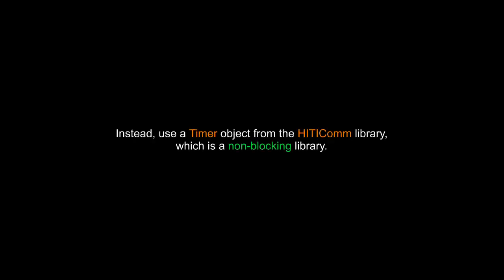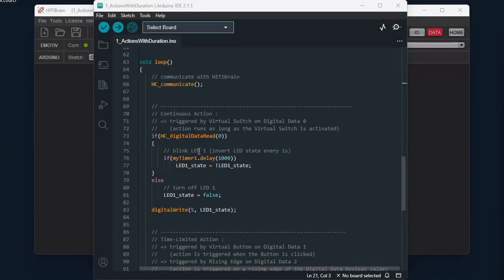Instead, we use a timer object from the HITIBrain library, which is a non-blocking library. Here we have timer 1, which restarts every second. And each time the timer ends, its function delay returns true and we invert the LED state.